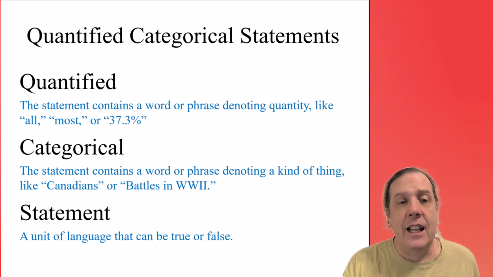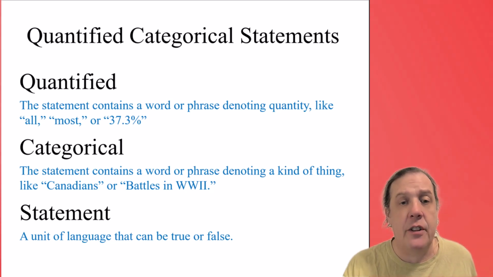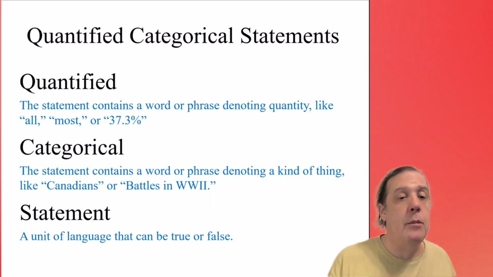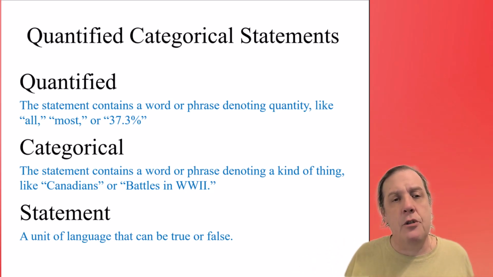Quantified, meaning that they contain a word or phrase that denotes quantity, like all, most, or 37.3%. They're categorical because they contain a word or phrase denoting a kind of thing. Actually, they contain two, like Canadians or battles in World War II. And finally, they are statements because they're a bit of language that can be true or false.